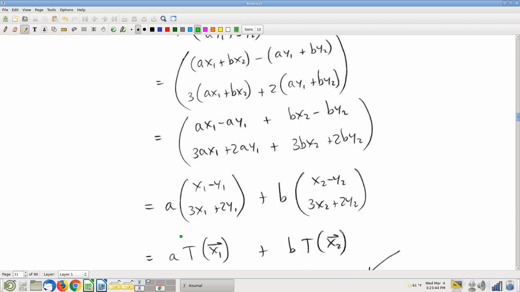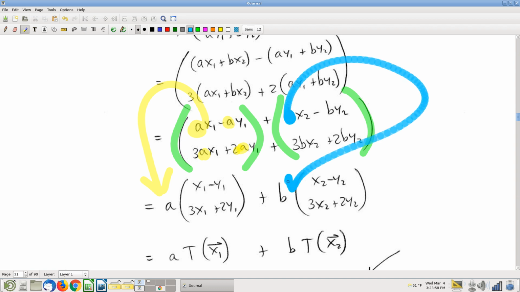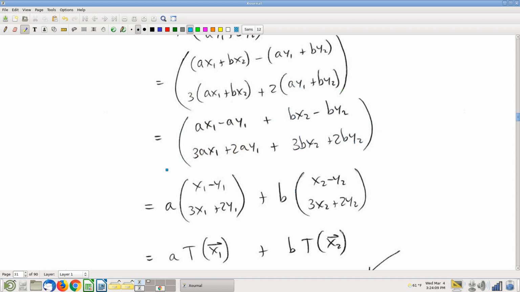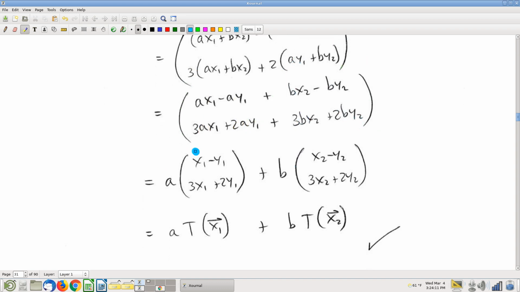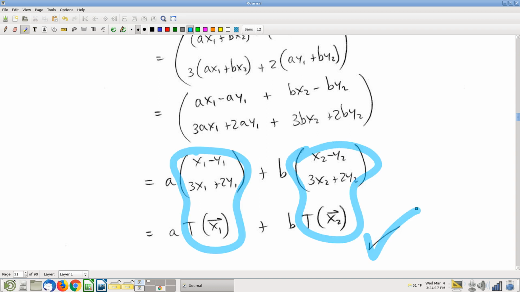Having done that, we separate this as a sum of two vectors. Factor out the common factor of A in all of these terms. Factor out the common factor of B in all of these terms. Right? It's just algebra, not really doing anything. And having done that, notice that this is exactly T of x1. This is exactly T of x2, and we win. So it's just algebra, shuffling things around, interpreting appropriately. Like I say, a brute force calculation.